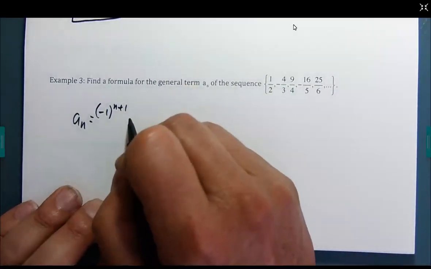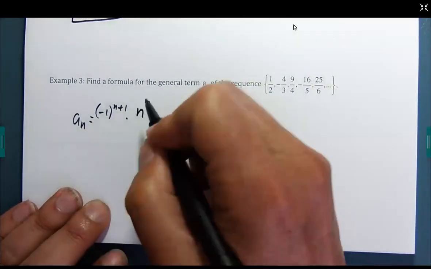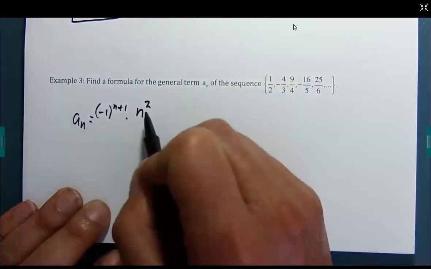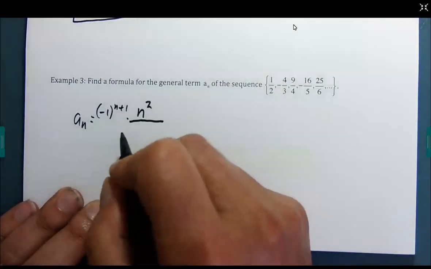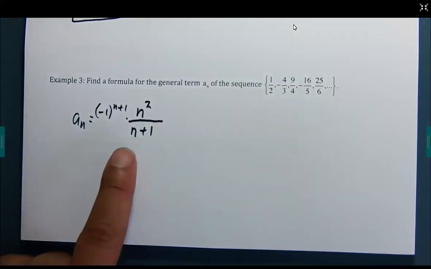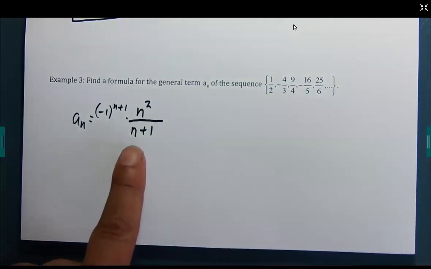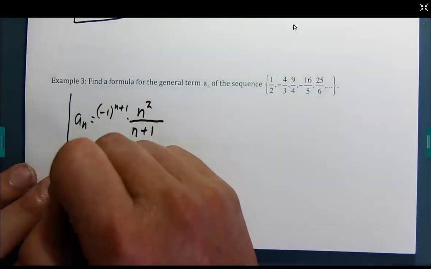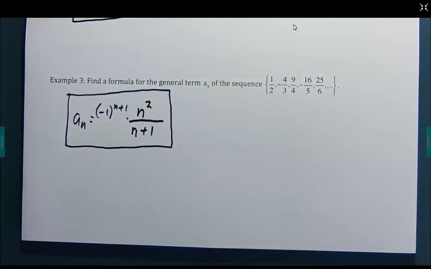I'm also going to notice that in the numerator, it's going to be the counter number squared. So when n equals 1, 1 squared is 1. When the counter number is 2, 2 squared is 4, and so on. And in the bottom, it's looking like when n equals 1, 1 plus 1 is 2. There's my first one. When n equals 2, 2 plus 1 is 3, and so on. It takes a little bit of practice to see these, but hopefully these examples will be helpful for you.